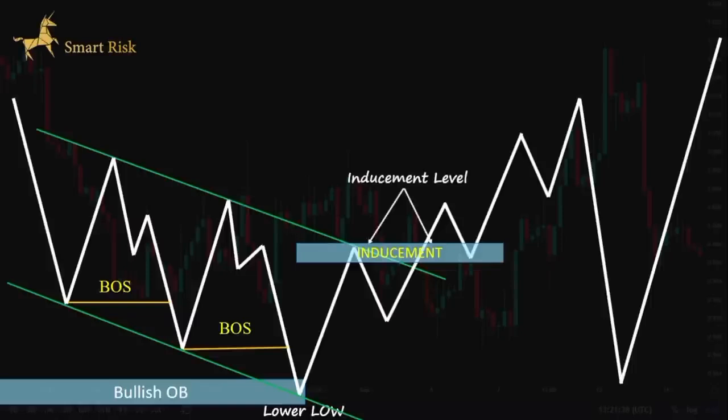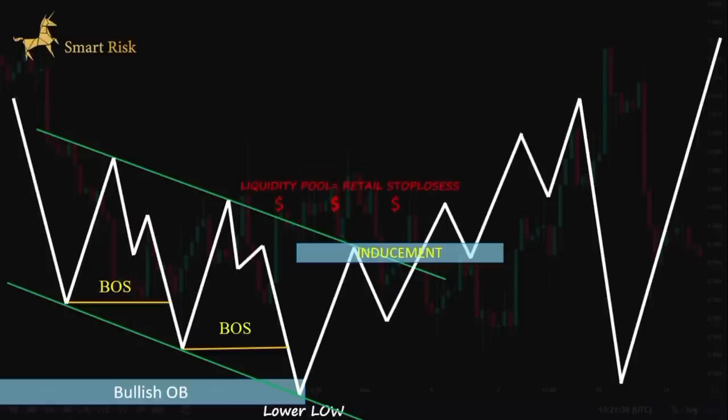So it is obvious, most of the retail traders who trade based on chart patterns will get into the market by sell orders at this point, where price touches the channel's top line, and they also create this liquidity pool by setting their stop losses here.